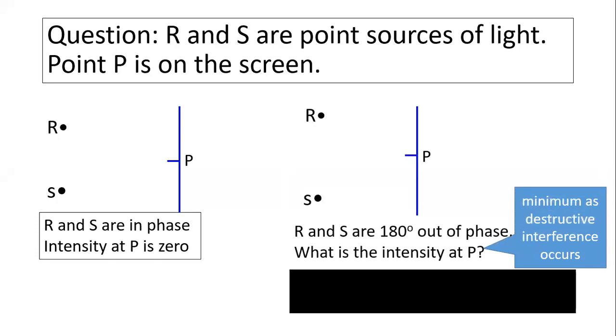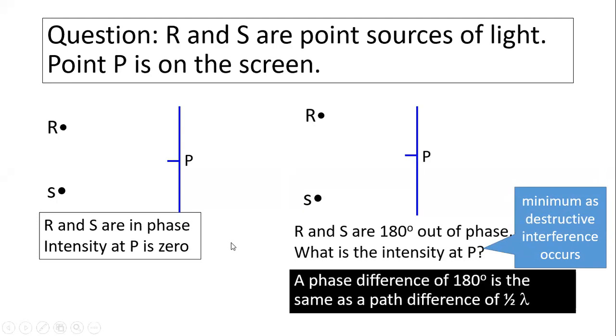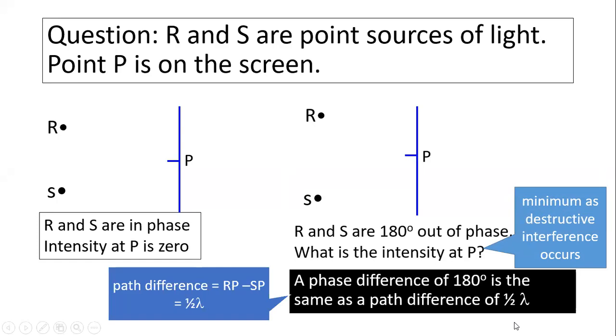Minimum or destructive interference occurs when the phase difference is 180 degrees, which is the same as a path difference of half lambda. Okay, that's how you just turn on the light, turn on the power supply. Any question, anything else to ask? If not, let's carry on.